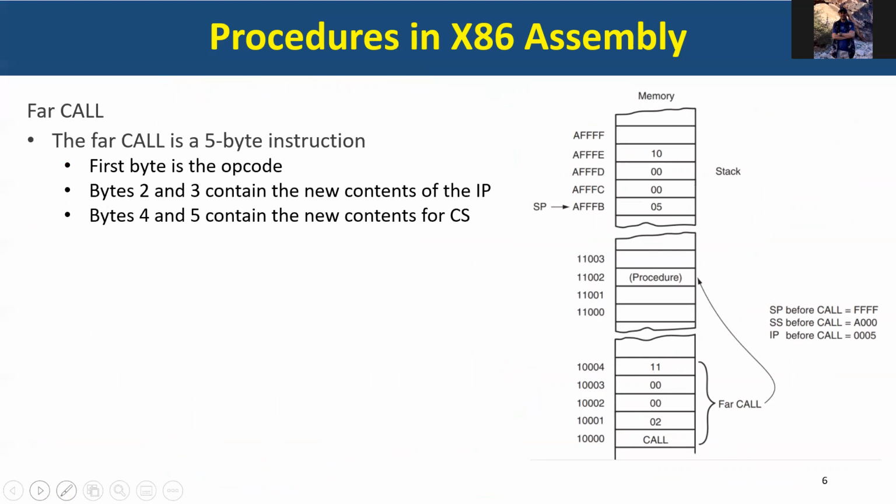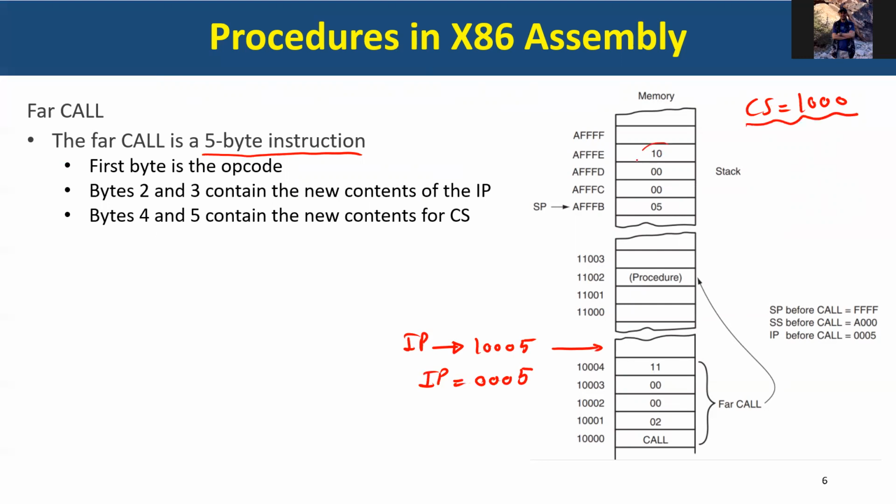The far call here is basically the main difference. It's 5 bytes. Since it's far, we're gonna go outside the code segment. For that reason, when we store, we need to store not just the IP in the stack, but also the code segment register. So before we make the far call, we need to store CS, which is 1000, and the old IP, which is 0005, because again, the code segment is 1000.